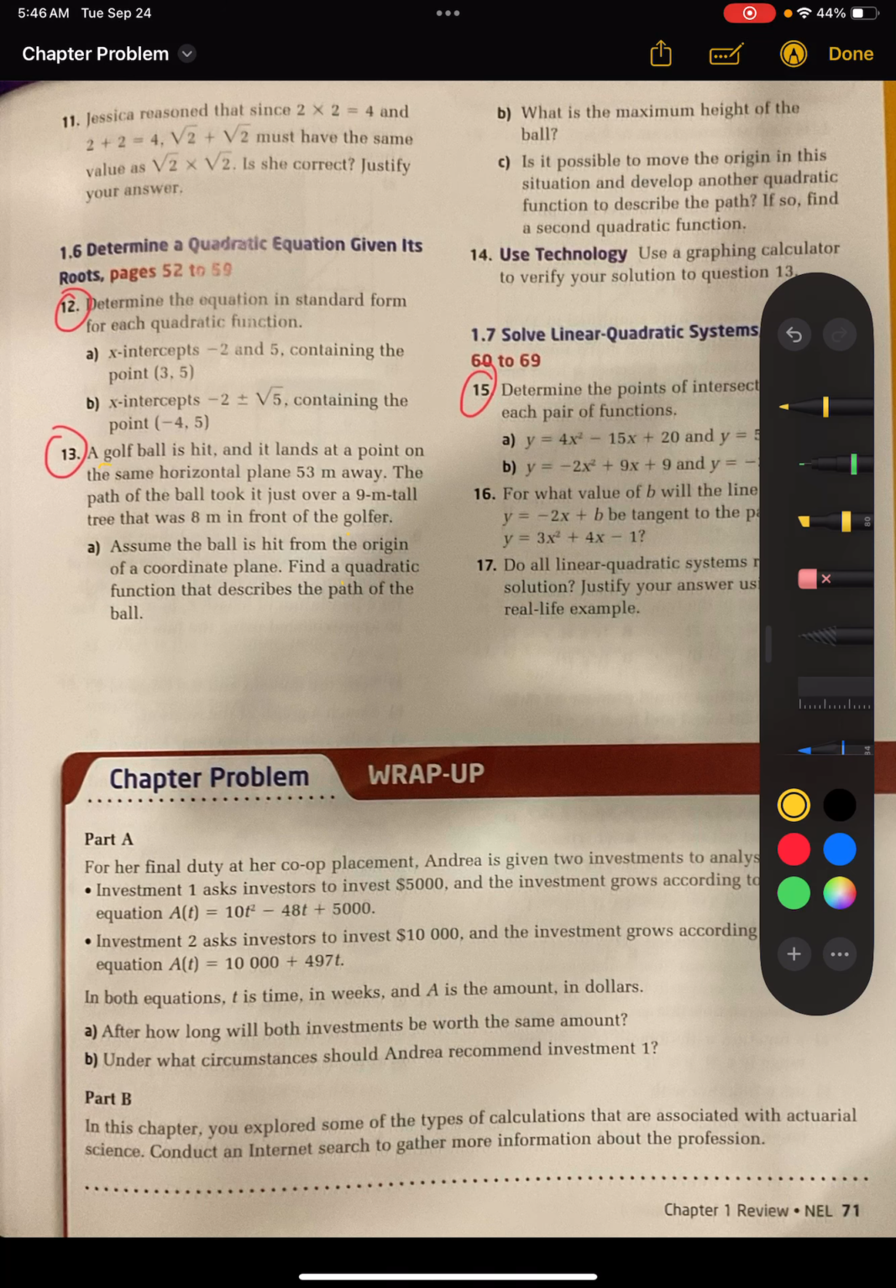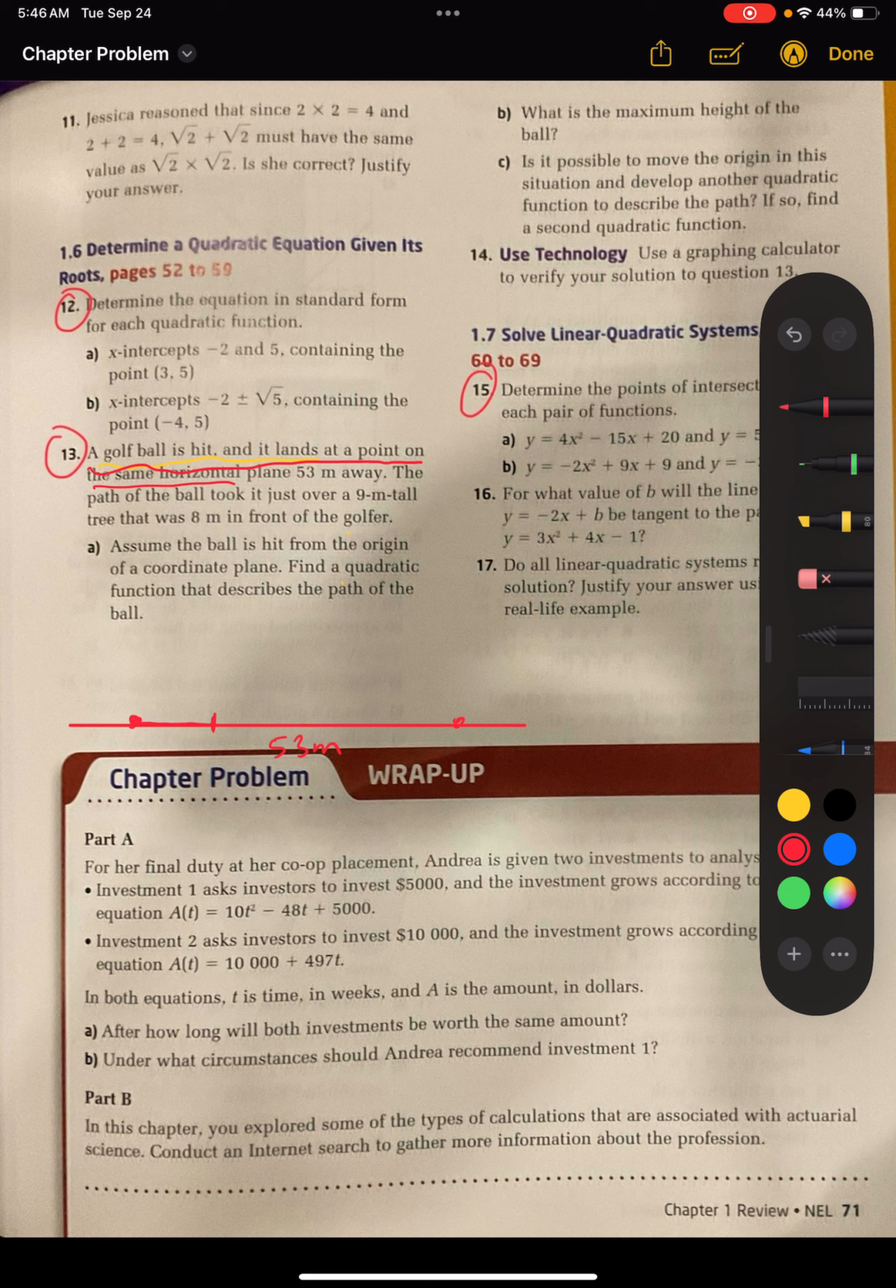So it says a golf ball is hit and it lands at a point on the same horizontal plane, 53 meters away. So from here to here, 53 meters. The path of the ball took it just over a 9-meter tall tree that was 8 meters in front of the golfer. Okay, so 8 meters ahead.